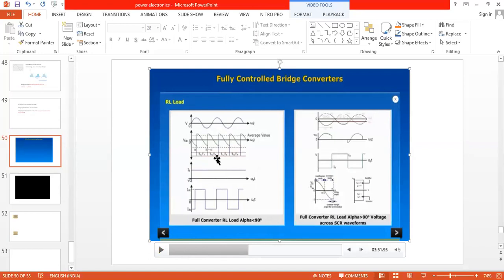We'll see here. If I'm giving the firing pulse at alpha equal to 30 degrees, let us say less than 90, maximum energy is transferred from input to output. Here in this graph, they have shown one horizontal line. This is the continuous current, but we have to show the energizing and de-energizing condition. I'll explain this clearly right now. Let us have the practical view.